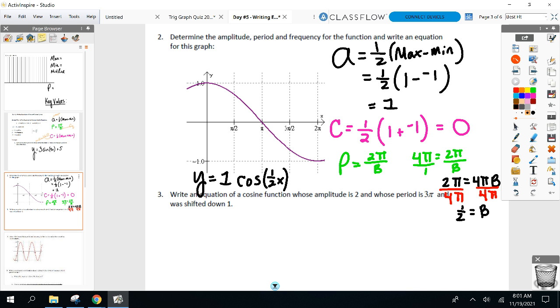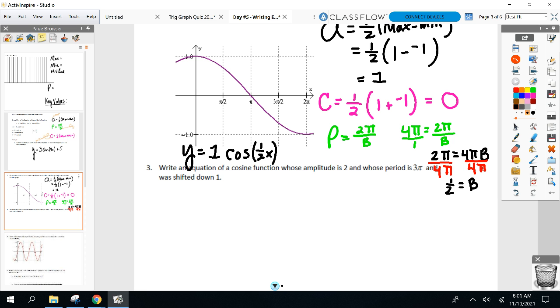You want to try one on your own? Go right ahead. Number 3 now. I give you amplitude and the shift. You just got to find that B value, it looks like. So go ahead, try this one on your own. Amplitude's 2, so A value is already 2. C value, you already know, down 1. You just got to find what that B value is.